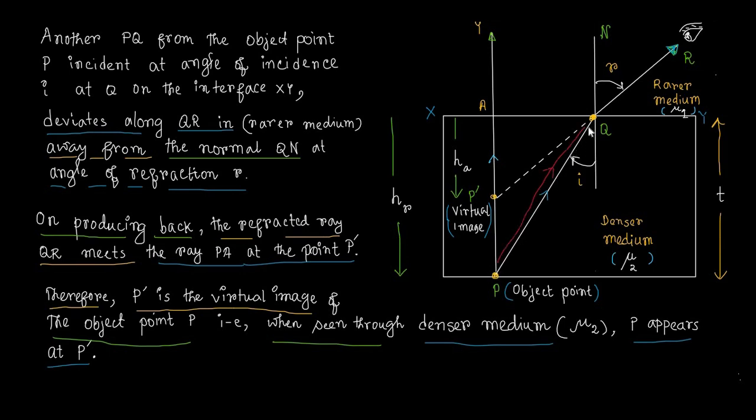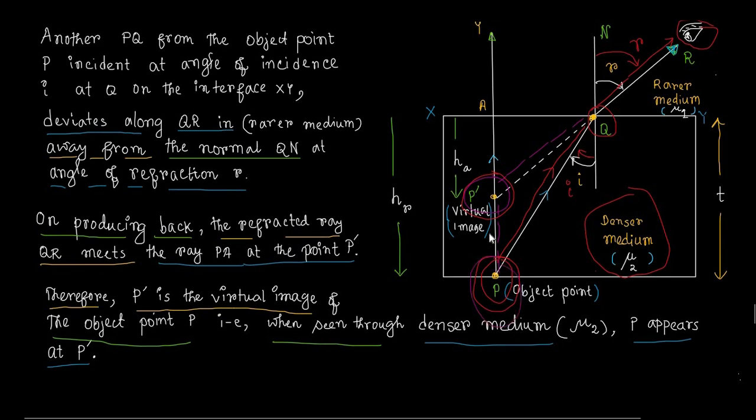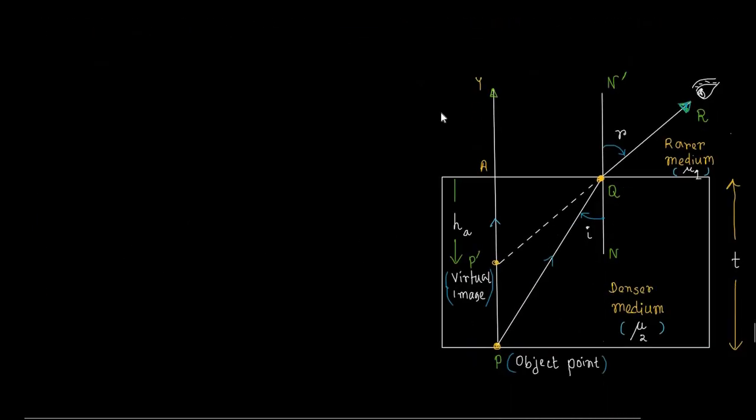So, an incident ray PQ is incident at Q at an angle of incidence i, and from the point Q, the ray will be refracted along QR at angle of refraction r. Now, on producing back, this refracted ray QR will meet with the incident ray PA at the point P prime. That's why P prime is a virtual image. The point P appears as P prime in the denser medium.